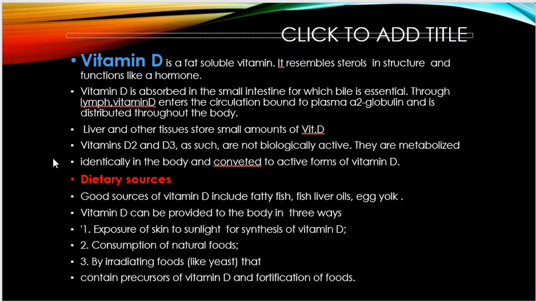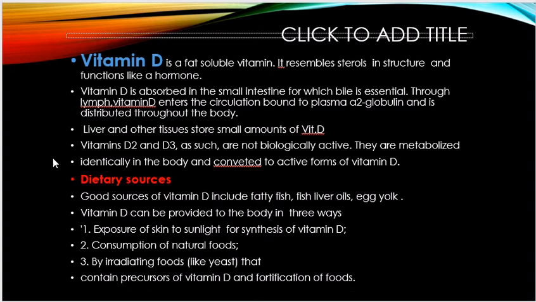Vitamin D is a fat-soluble vitamin. It resembles a sterol in its structure and functions like a hormone. Vitamin D is absorbed in the small intestine, for which bile is essential. Through the lymph, vitamin D enters the circulation and is bound to plasma alpha-2 globulins and distributed throughout the body. The liver and other tissues store small amounts of vitamin D.